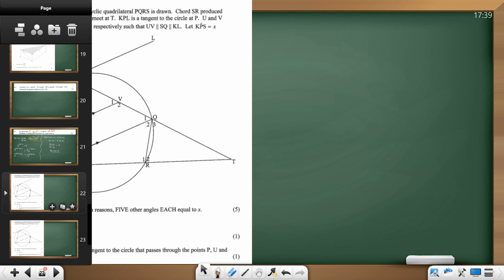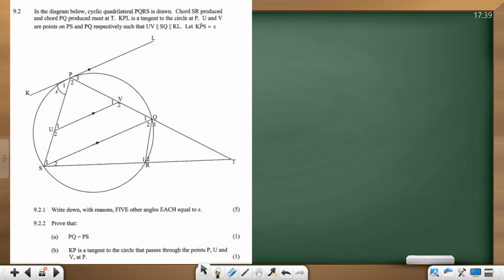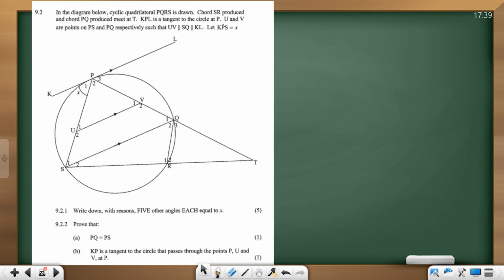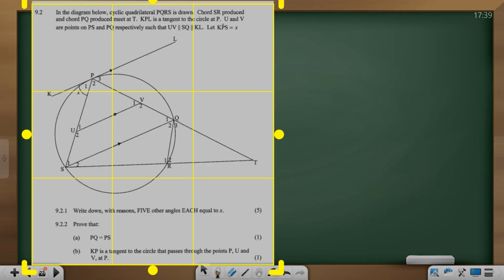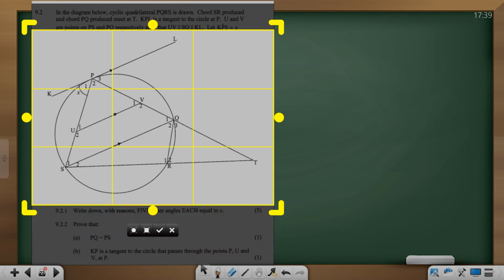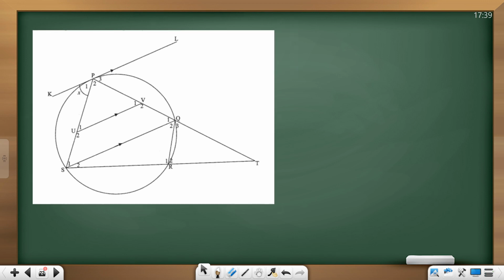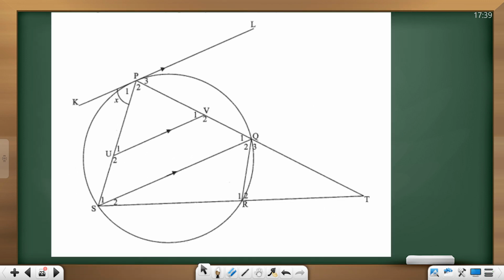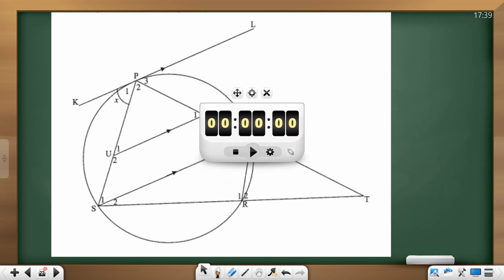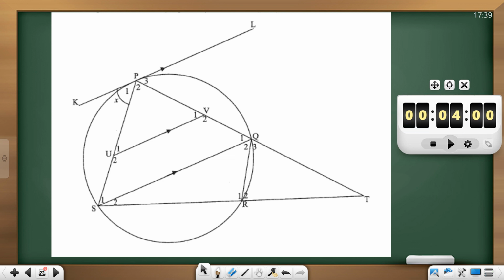What is our first question? Our first question says, find 5 angles, with reasons, that are equal to x. Some of you have done this, but let's give a chance to those that haven't. For those of you at home, I'm not sure if you have done this as well, but I'll give you time.